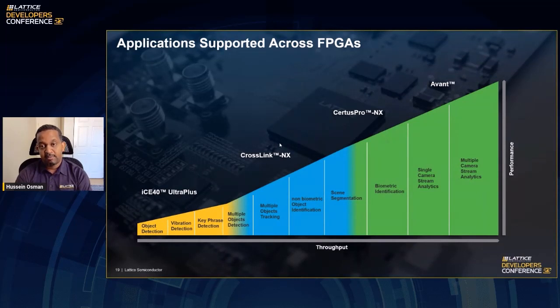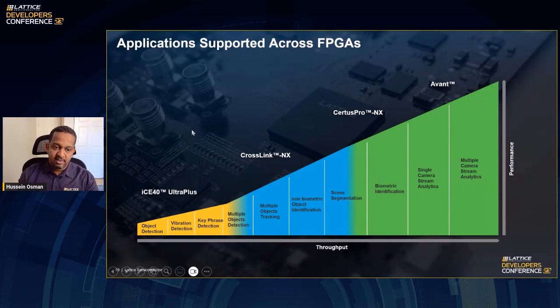As you go up in throughput and requirements, there are also larger devices like the Certus Pro NX and Avant. They can solve user identification use cases and multiple video stream analysis for cameras. As the performance and throughput requirements grow, there's normally an offering of devices, and Lattice has an offering of devices that's able to support these use cases.